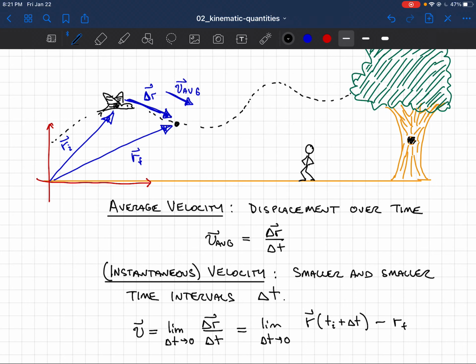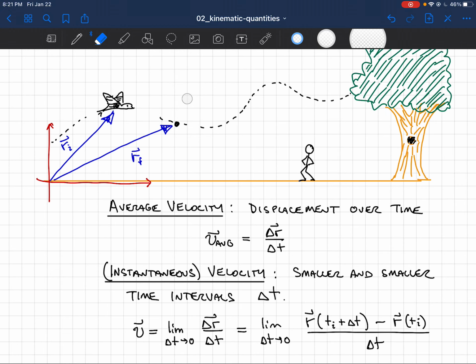And then that's subtracting off r at t initial. And then we divide by t final minus t initial. Well, that's just delta t now. So we don't have to have a t final anymore. We can just say, well, we'll just allow time to go forward a little bit more, delta t. So what does that do?